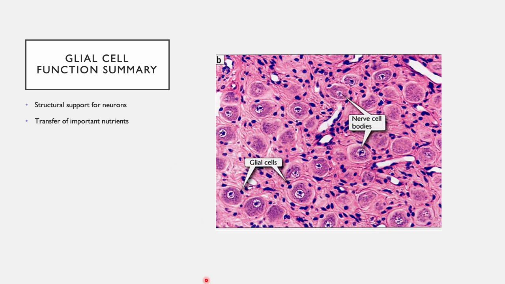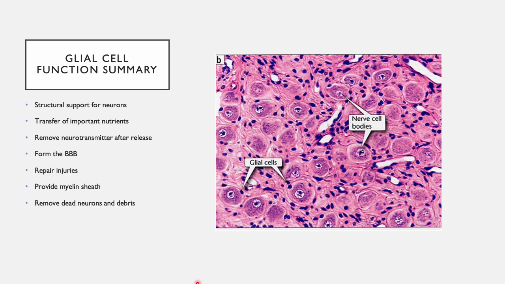They help transfer important nutrients. They can actually remove excess neurotransmitters in the synaptic cleft, and we'll talk about why that's important later on in this class. They help to form the blood-brain barrier. They help repair injuries in the brain. They provide the myelin sheath. We're going to talk about two types of glial cells in both the central nervous system and the peripheral nervous system that help create the myelin. And if you remember, myelin is what insulates axons and speeds up the nerve impulses that are occurring.